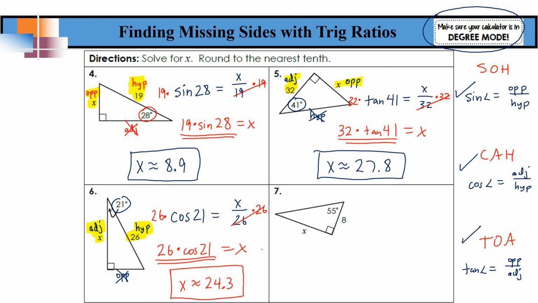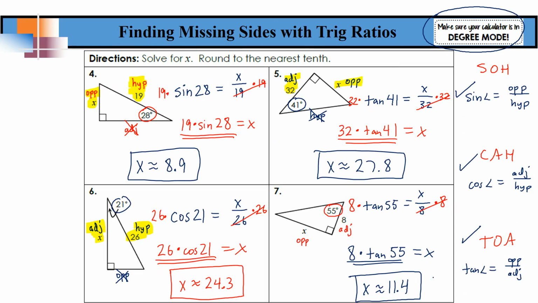All right, for our final example, I want you to pause the video and try all of number 7 on your own. So pause the video, try it from start to finish, and then you can check your work against mine. Do that now. All right, now you can check your answer against mine. I got that x is approximately equal to 11.4. We had opposite and adjacent, so I said tangent of 55 equals x over 8. I multiplied both sides by 8, and then I typed into my calculator 8 times tangent of 55 and got roughly 11.4. Okay, that wraps up this lesson.